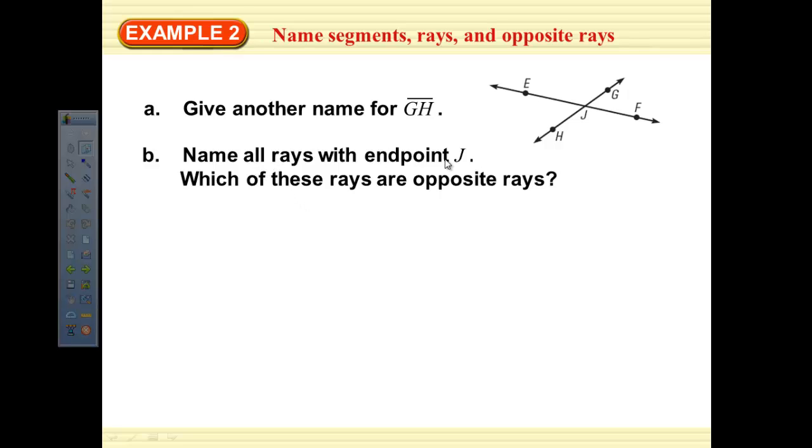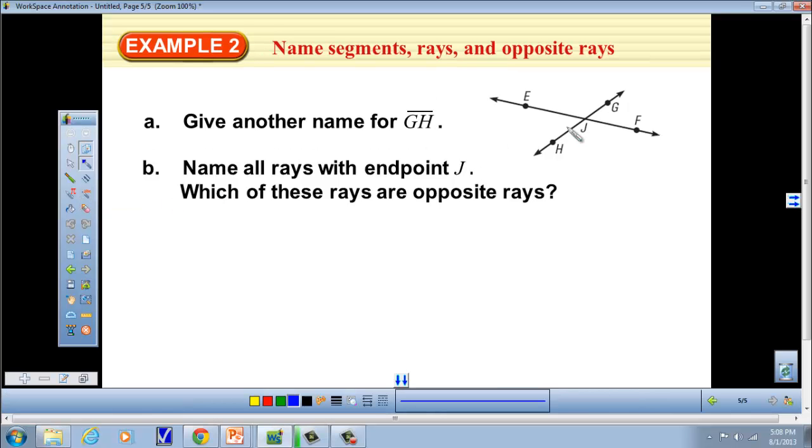Now we want to name all rays with an endpoint J, and which of these are opposite rays. So we look at the point J right here, and we can name all rays starting with J. We would have JE, and remember we start with J, so the J has to come first. EJ would start at E and go through J. So JE, we've got JF, we have JG, and JH.